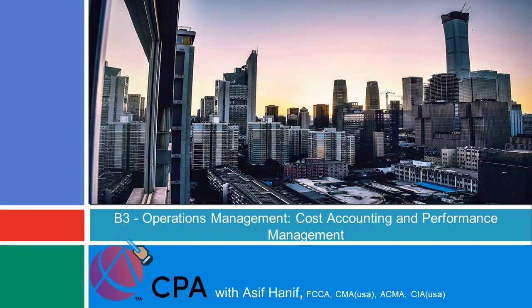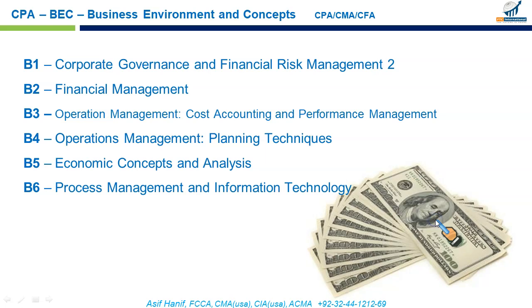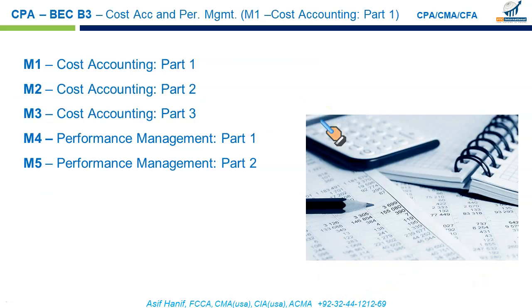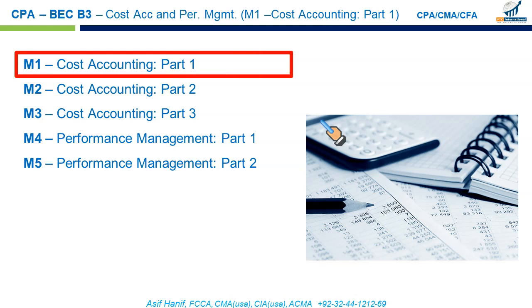Okay, your next section is now B3 Operations Management, within which we will have three sub modules for cost accounting and two for performance management. This is the one. We are right here: operations management, cost accounting, and performance management, and there are 5 modules, and we are going to do the first module today, cost accounting part 1.